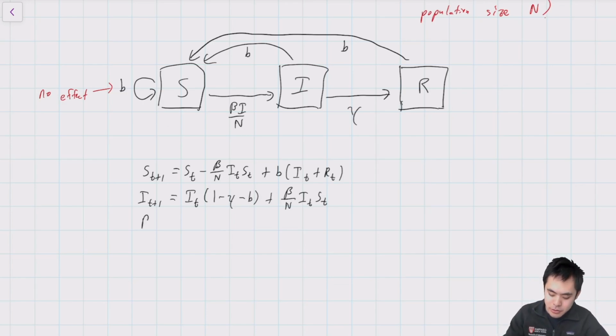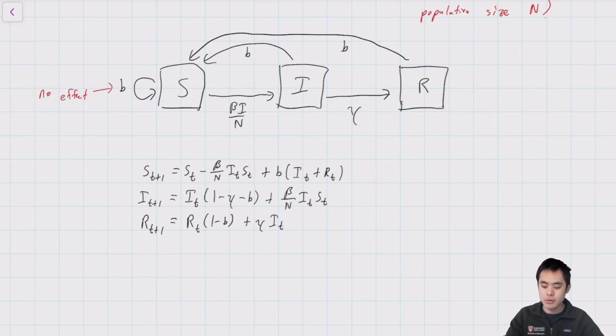And we also have r sub t plus 1 equal to r sub t times 1 minus b, plus gamma times I sub t. Now you might be asking why this thing doesn't show up anywhere. The reason is that, in effect, that would be a minus b s sub t plus b s sub t, since b s sub t are leaving and b s sub t are arriving. Because that's a self loop, we can just ignore that part.